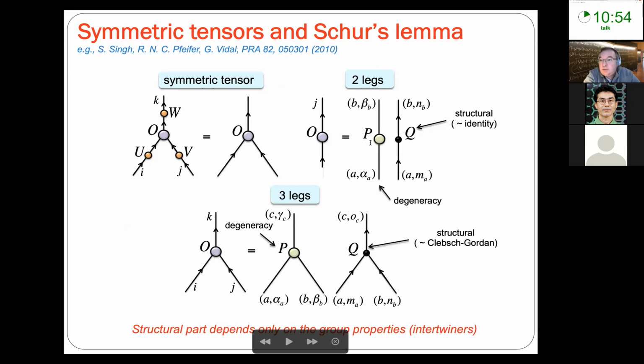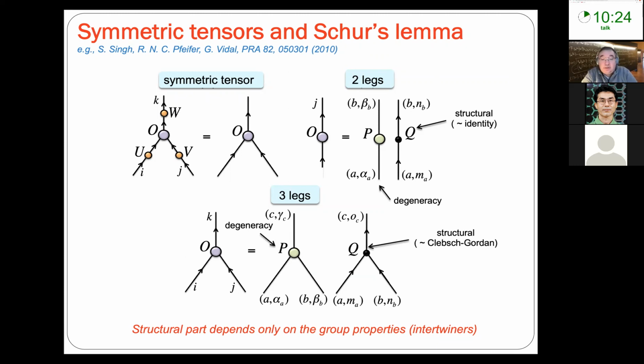It depends on the intertwiners of the symmetry group. For a tensor with two indices, this is very simple. They are just matrices. For a tensor with three legs, this starts to be very interesting because the structural tensor is a three-leg tensor that only depends on the symmetries. And this is precisely a Clebsch-Gordan coefficient. Okay, so the Clebsch-Gordans, in the case of SU(2), they are the intertwiners of SU(2). And these are the tensors that only depend on the symmetry. And they are the ones giving you the symmetry in the system. They are fully constrained.